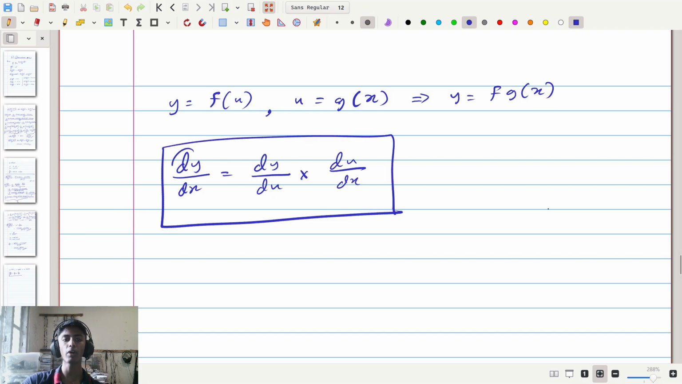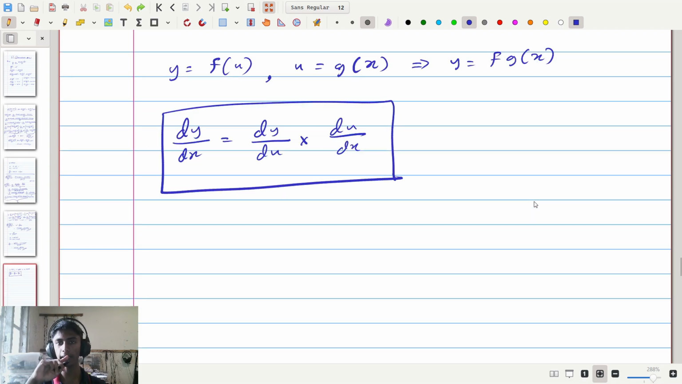The derivative of y relative to x is equal to the derivative of y relative to u times the derivative of u relative to x. So let's see how we can prove this. On the left side we have dy by dx.